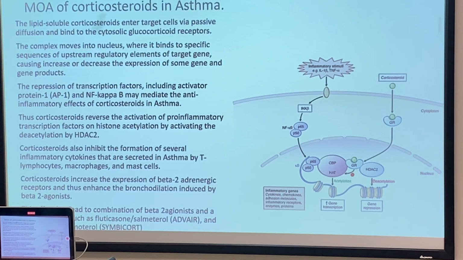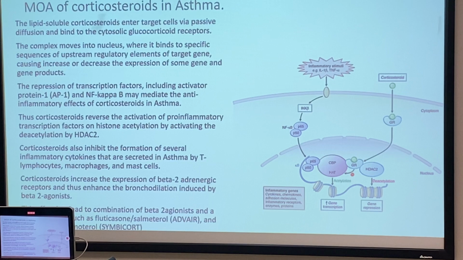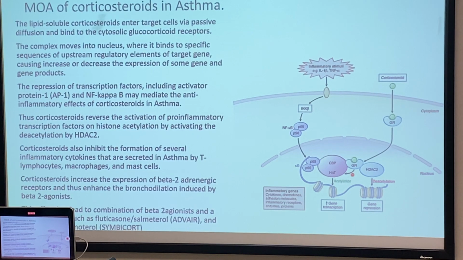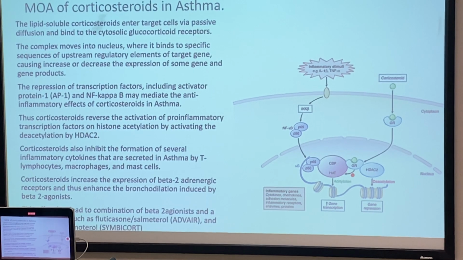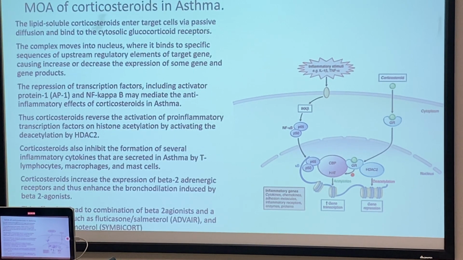MOA of these corticosteroids. Remember, do corticosteroids need a receptor or a transporter to get into the cell? It's biochemistry knowledge from T1 semester. Corticosteroids are lipid soluble, therefore they pass the plasma membrane through passive diffusion. Remember, there are passive diffusion, active diffusion, facilitated diffusion, which you studied, and these corticosteroids can go by passive diffusion because they are lipid soluble.